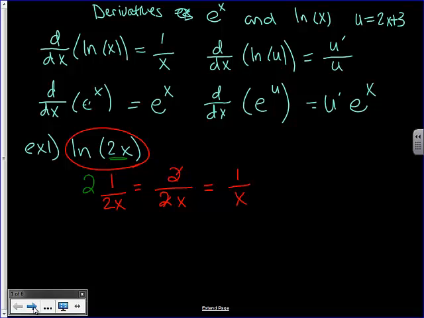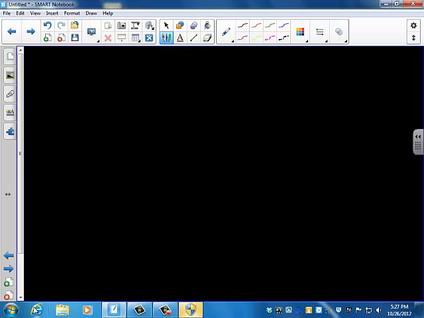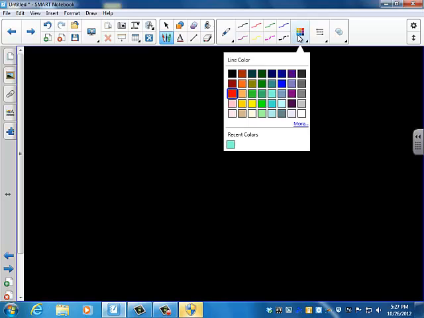It doesn't always work out to be like that, though. Let's go to example 2. I'm going to hit escape here so I can get myself to some more colors. Okay, example 2.